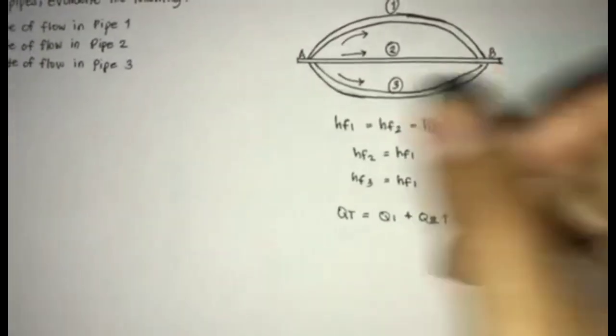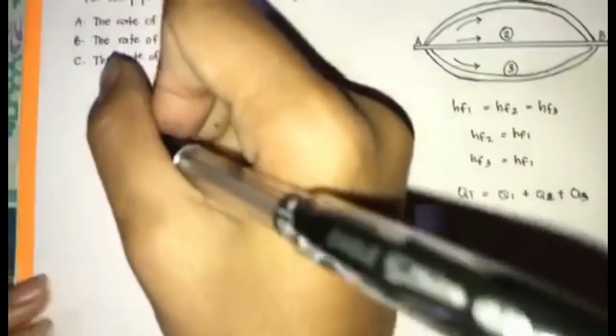And since we are given a roughness coefficient which is equal to 0.013, we can use Manning's formula, which is head loss is equal to 10.29 n squared L Q squared over D raised to 16 over 3. So, we will now use the equation HF2 is equal to HF1 in order to get the value of Q2 in terms of Q1. So, equate the two equations.